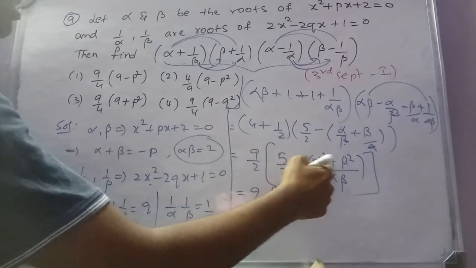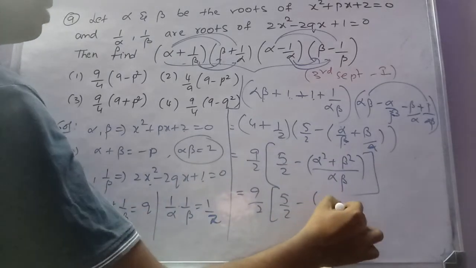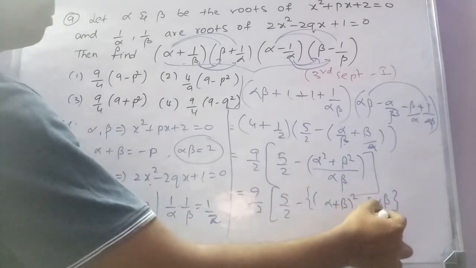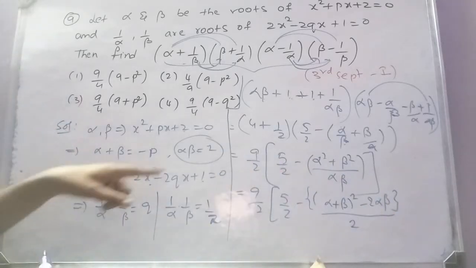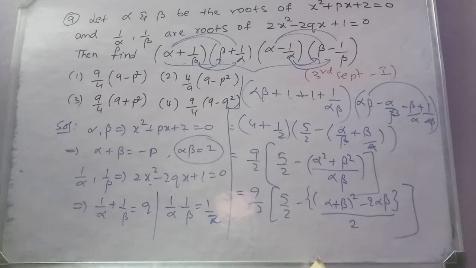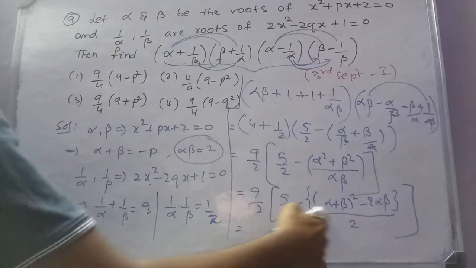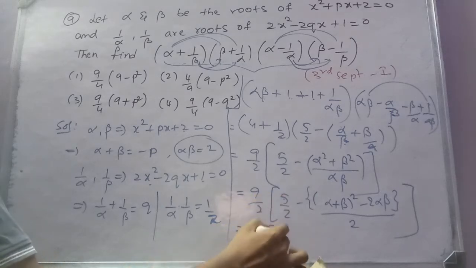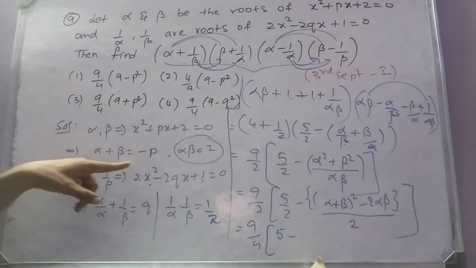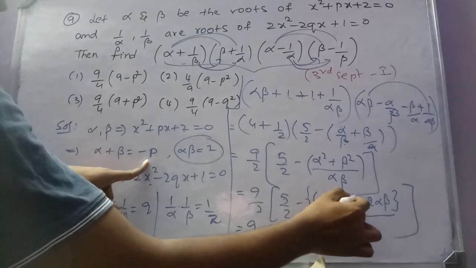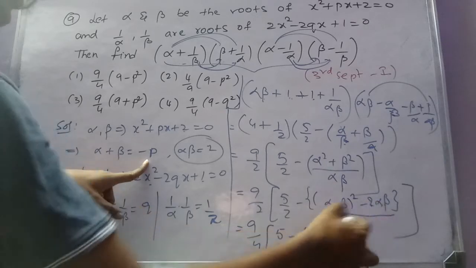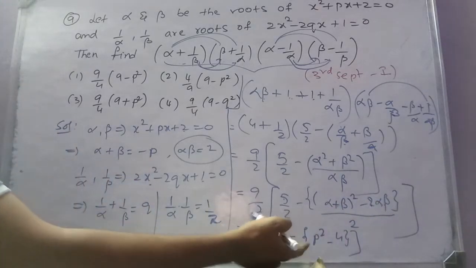The numerator can be written as, what is it? Alpha plus beta whole square minus 2 alpha beta. The numerator is this. Please make sure that you are keeping the brackets. And the denominator is 2 because alpha beta value is 2. Close the bracket. Now substitute the values of alpha plus beta and alpha beta, we will get the answer. That's it. So here we have got a common denominator 2. So take that common denominator 2 outside. You'll get 9 by 4 into only 5 minus. Alpha plus beta is what here? Minus p. So with brackets, minus p whole square is p square. And then minus 2 into alpha beta is also 2. So 2 2s are 4. So open the brackets, you'll get your answer.